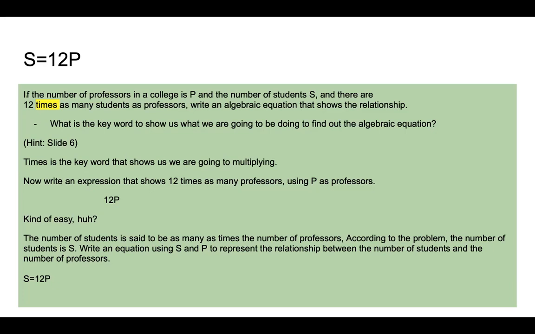The number of students is said to be 12 times the number of professors. According to the problem, the number of students is S. Write an equation using S and P to represent the relationship between the number of students and the number of professors. So to find out S, you have to multiply 12 times P, because there are 12 times as many students as professors.